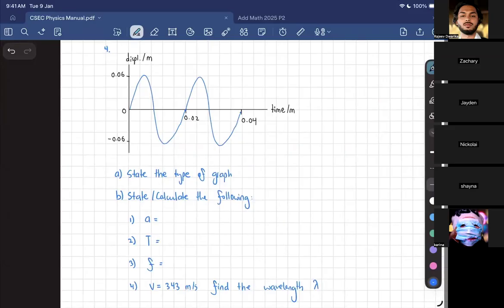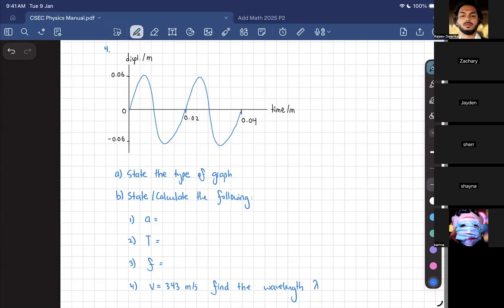So if I ask quickly, what is wavelength? Length of a full oscillation. Right, length of a full oscillation. What is periodic time? The time taken for one complete oscillation. What is frequency? The amount of oscillations per second. Excellent.